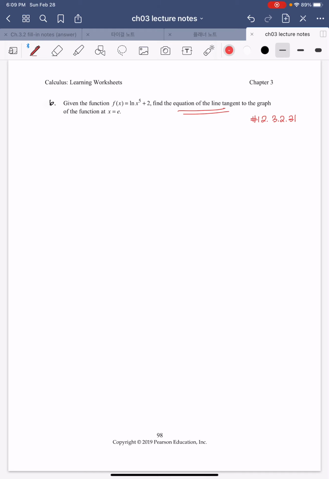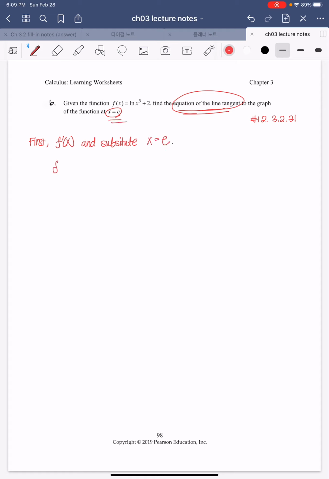x is equal to e. So they give you the value x equal e. And then it's an equation of a line, a tangent line. So we will use point slope form to find the equation of a tangent line. So let's do that. So first, we find the derivative, f prime of x, okay? And then substitute the given x value as e.